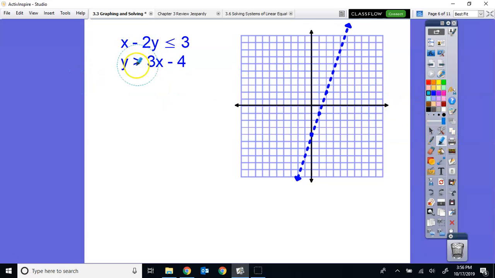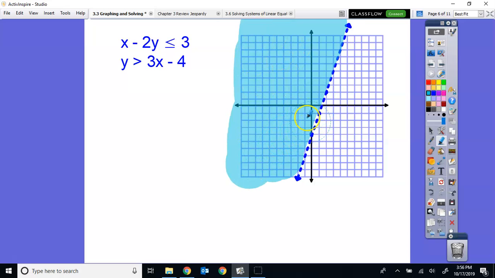Shading means we're going to look at this sign that is a greater than sign, and we're going to shade above the line. Be careful. Make sure that you shade above the line, not to the left or to the right. Put your finger on this line and shade up. That is where the y values are greater.